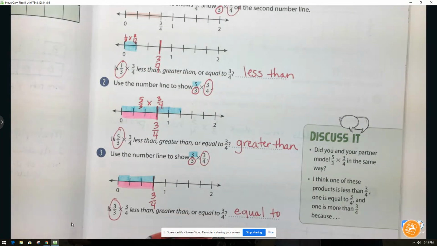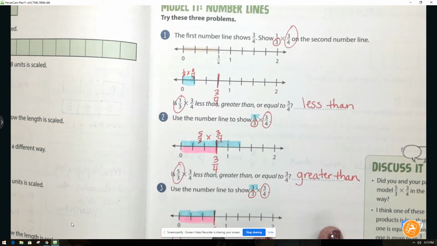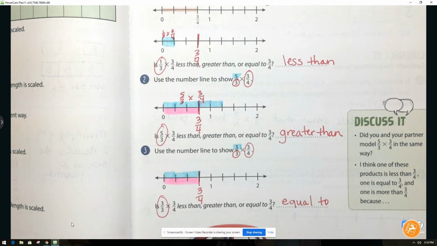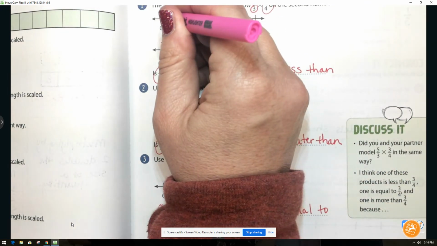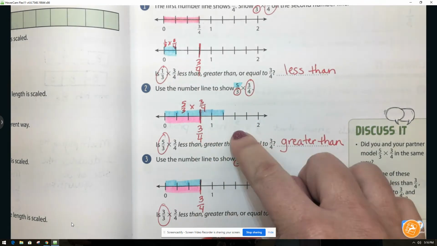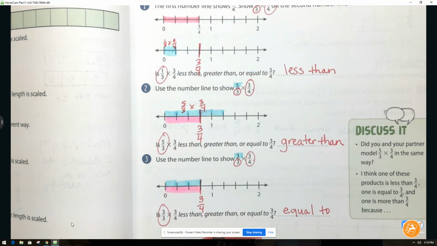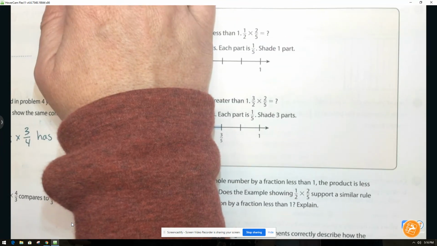This is very similar to the model, the table we saw yesterday. It's just showing what it would look like on a number line. And to help this make a little bit more sense, I'm going to highlight this in pink so that you can see that 3/4 is always the pink, and then the changing value is the blue. All right, let's go ahead and go to page number 4, excuse me.